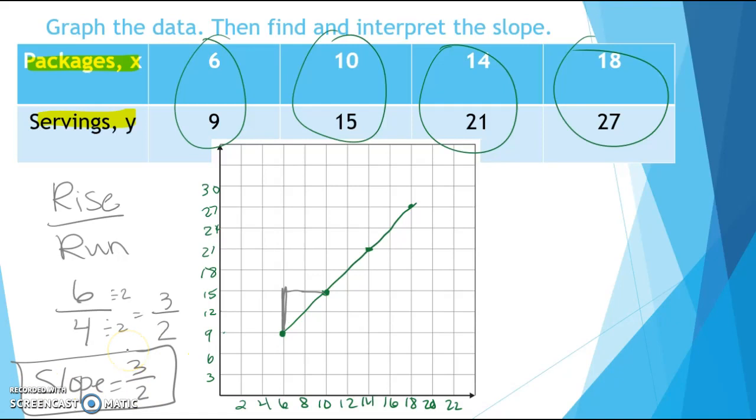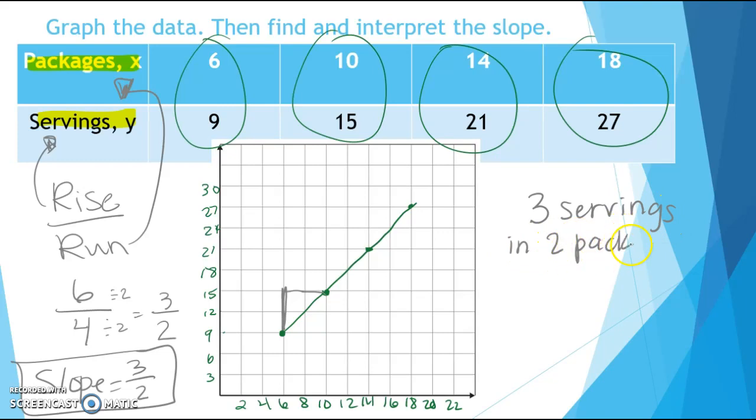Now I need to interpret that. So again, rise is my y, run is my x. So here, this 3 stands for 3 servings in 2 packages. So that's interpreting. Basically, numbering or labeling your numbers, really making sense of what the slope means. 3 over 2 what? 3 servings in 2 packages.